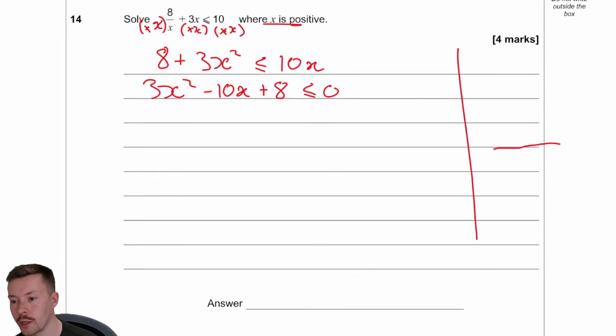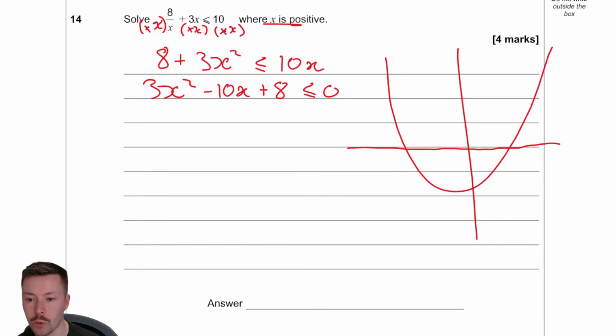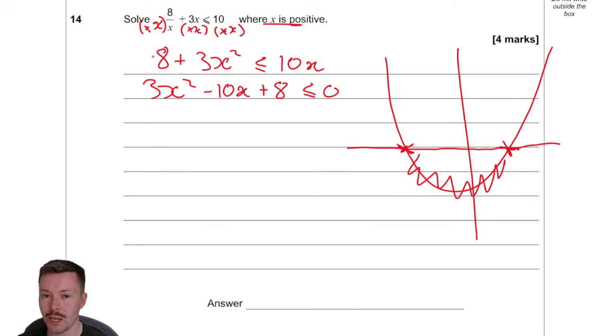What I want, if I do a quick sketch, is I've got some quadratic. I don't know where the roots are. Okay, I want less than or equal to 0. So I need these points, the roots, and then I need this bit under the x-axis because it's less than or equal to 0. So here I think I'm going to have to factorise. So let's do that at the side over here.